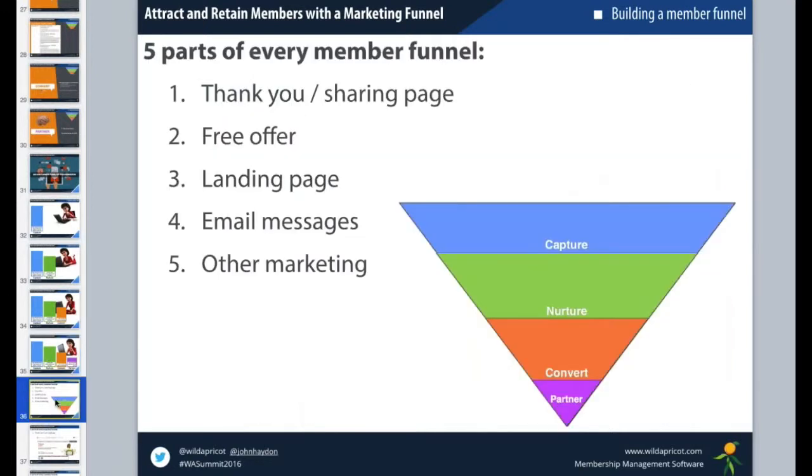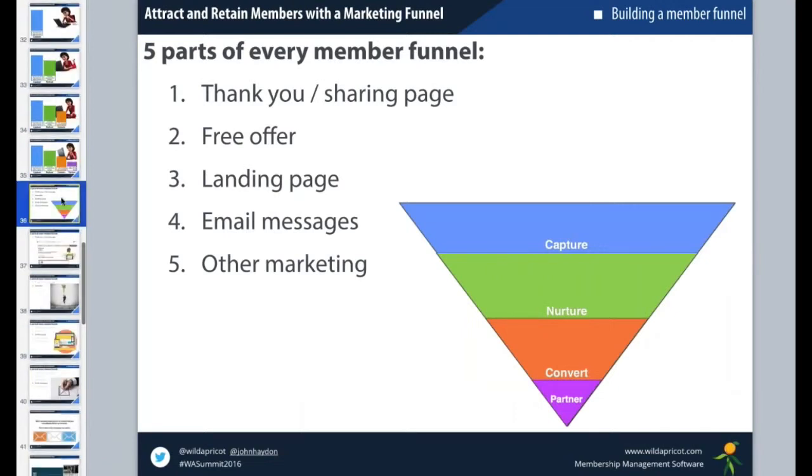So there are 5 parts of every member funnel, and I'm going to talk about each one of these in just a moment. There's the thank you page. We have to build a thank you page. We have to come up with some sort of incentive, a free offer, something that's going to be valuable to them. A free offer could be anything like joining our monthly newsletter, getting an e-course, downloading an ebook, attending a free webinar, or coming to a free event. So there's some sort of value, like a carrot, that you have to put out there in order for people to begin the journey down the funnel.